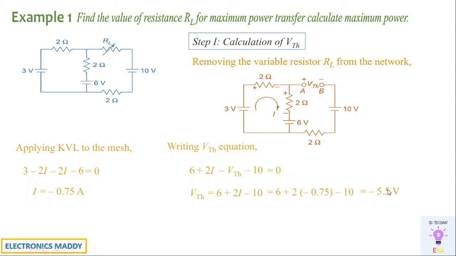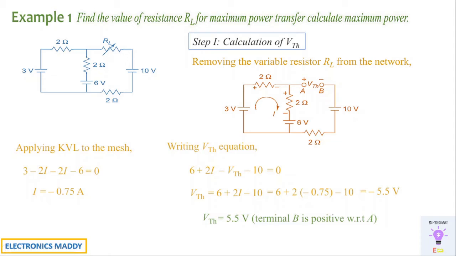So negative indicates that the convention that we have considered, that is plus minus, is not correct. It is supposed to be in the opposite direction, that is B has higher potential compared to A. So 5.5 volt, terminal B is positive with respect to terminal A. You can write it in this way as well.